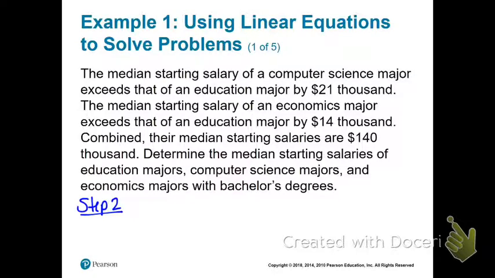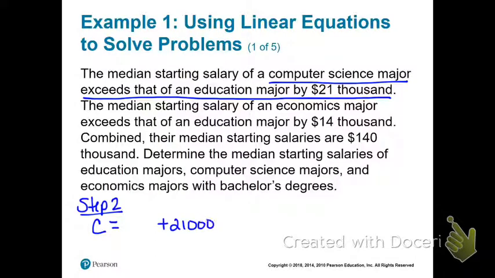Well, let's see. It says the median starting salary of a computer science major exceeds that of an education major by $21,000. So there's one of them. Which one makes more? The computer science. So computer science, I'm going to let it be represented with a C, exceeds that of an education major by $21,000. So we're going to take the education major and add $21,000 to it. Remember, in step 1 we said our education major was x.